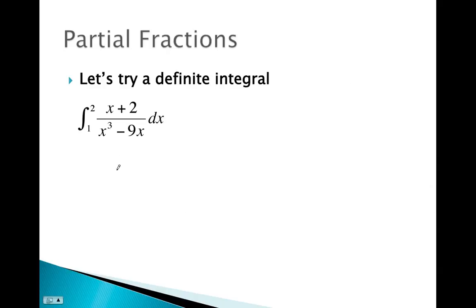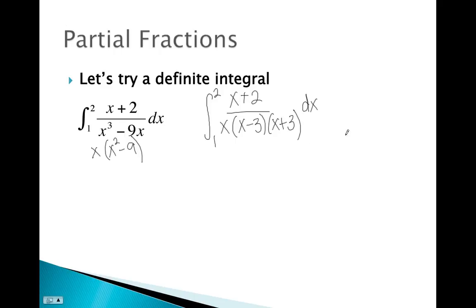Let's try another one. Let's make this one a definite integral. I need to start again by factoring the denominator. So I have the integral from 1 to 2 of x plus 2 over, factor the denominator, I factor out an x, and I get x squared minus 9. X squared minus 9 is x minus 3 times x plus 3. This is one where I have 3 factors in the denominator.